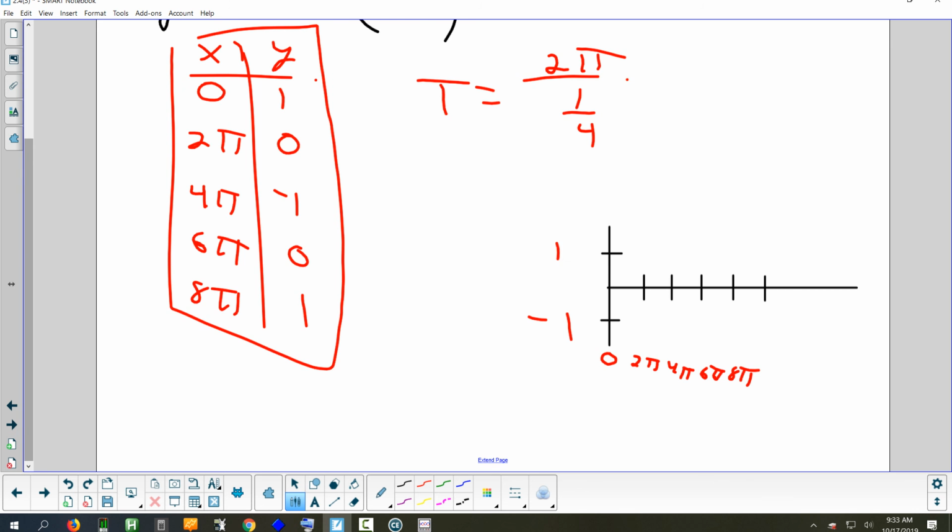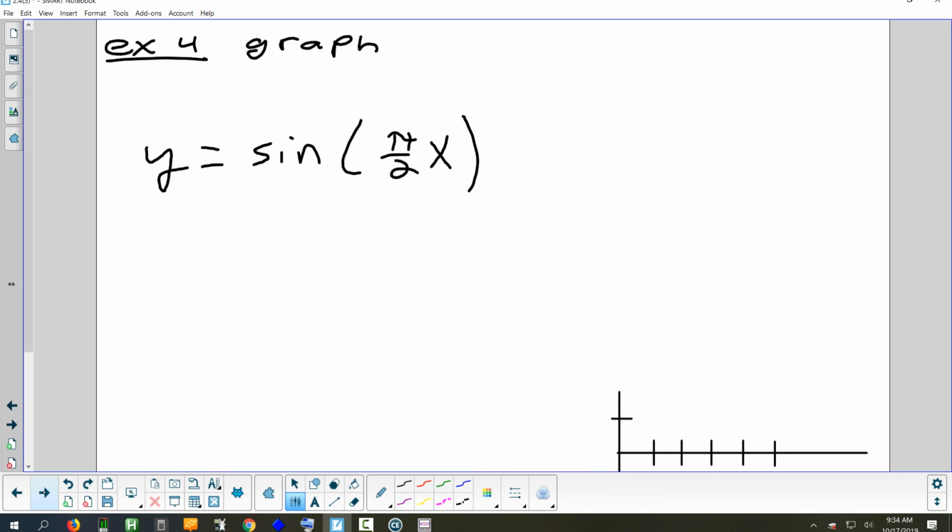1 and negative 1. Okay, now plot our points. 1, 0, negative 1, 0, 1. There's your sketch. Okay, any questions on that one? Right, I think we got one more and that's it.